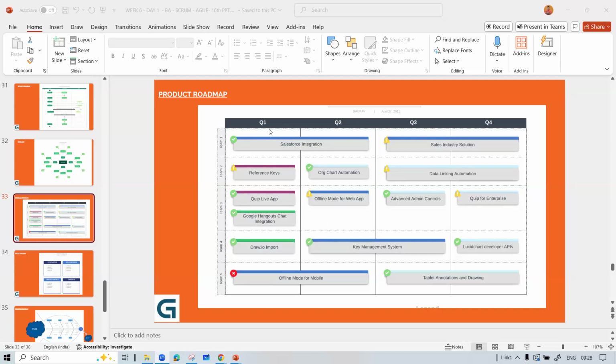When we say reference, it means the flow from which component it will be related to the next upcoming component. For example, if you look at this offline mode for web app, the web app will more or less also be connected with the Salesforce integration. Here the key management system reference will be there, and the Sales industry solution will be the reference point, and that's the reason somewhere you will identify the similar color code. For example, I have taken Salesforce integration completely orange.